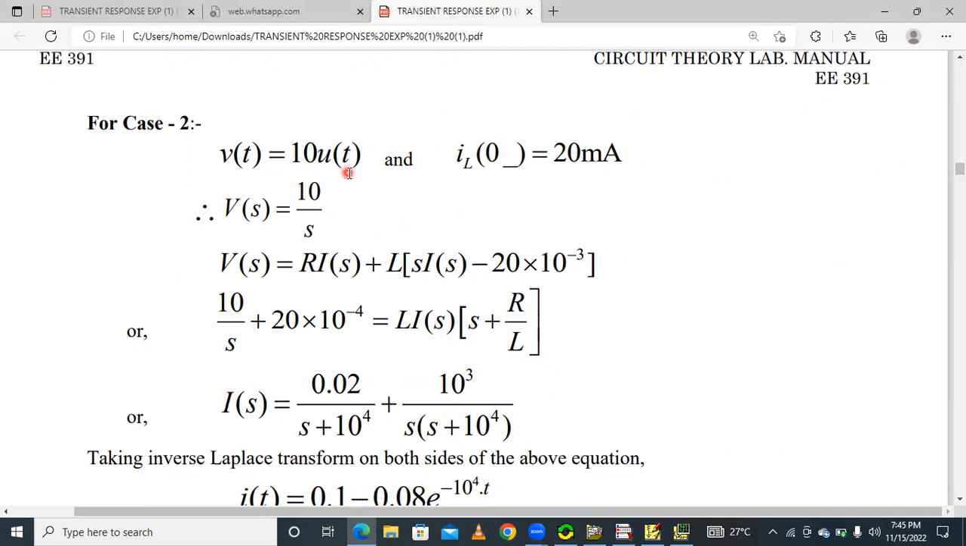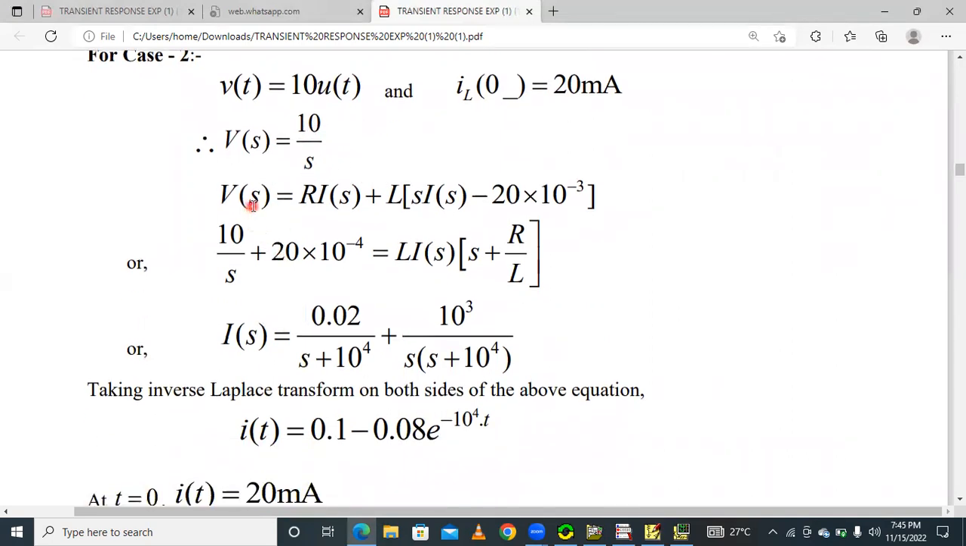So V of t is equal to 10 into U of t, no changes in the source voltage, it is the same as case 1, but in case 2 the initial condition is I of 0 minus equal to 20 milliamps. Then apply Laplace transform: V of s is equal to 10 by s. Then the V of t expression from the series RL circuit: V of t is equal to R into I of t plus L into di of t by dt.